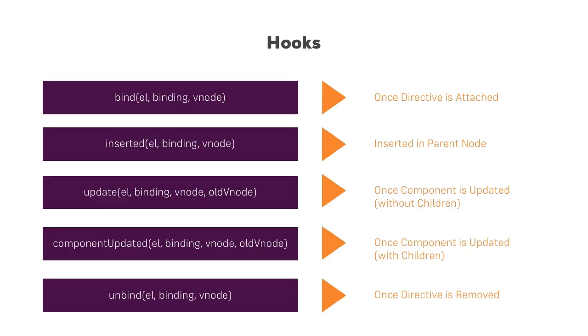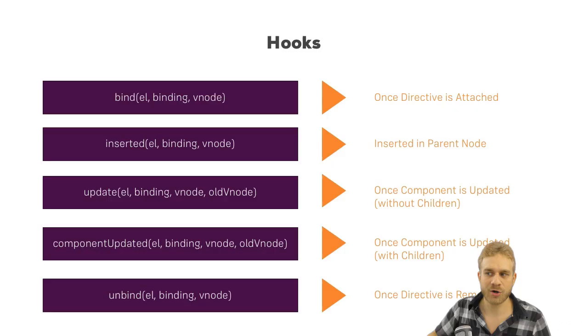These are the 5 hooks. I'm going to say right away, you're going to use bind and update the most often. And actually, I will show the whole example with just the bind hook, which is the important one, because that is the one, well, triggering whatever your directive should trigger when applied to an element, right? So let's see this in action.